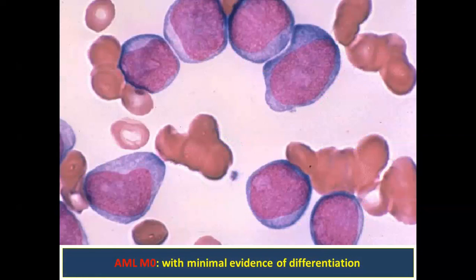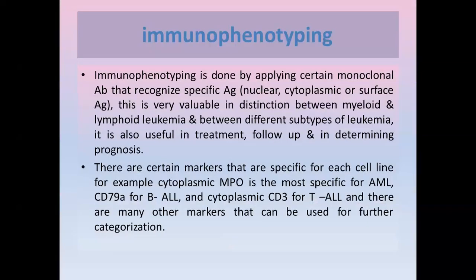M0, acute myeloid leukemia, as we mentioned, with minimal evidence of differentiation. This is M0. Immunophenotyping, as we mentioned previously, is flow cytometry, done by applying certain monoclonal antibodies that recognize specific antigens, whether nuclear, cytoplasmic, or surface antigens. This is very valuable, effective and efficient in distinguishing between myeloid and lymphoid leukemia, and even between different subtypes of acute myeloid leukemia or acute lymphoid leukemia.